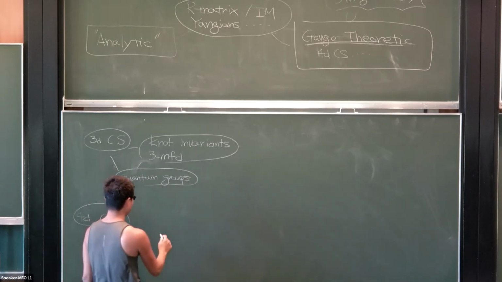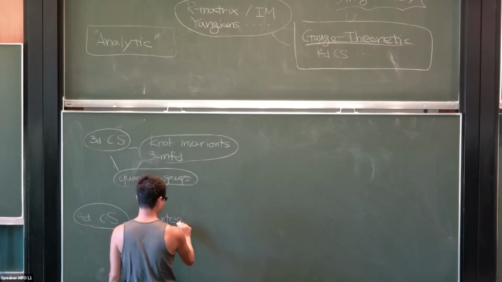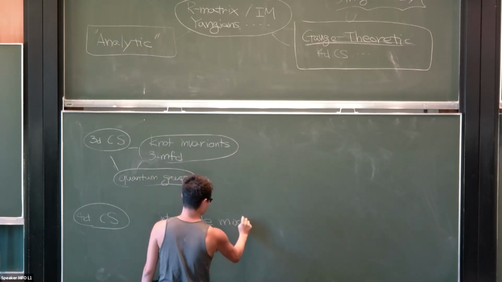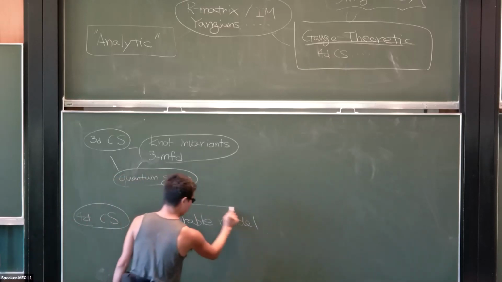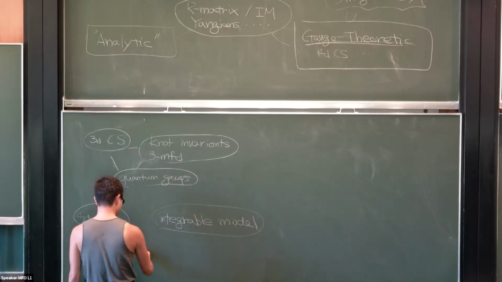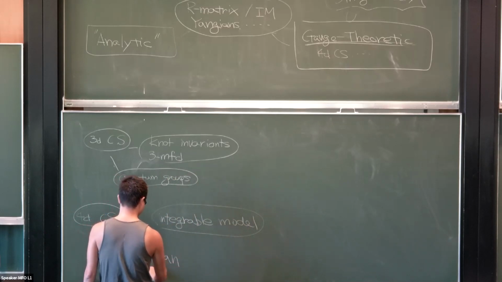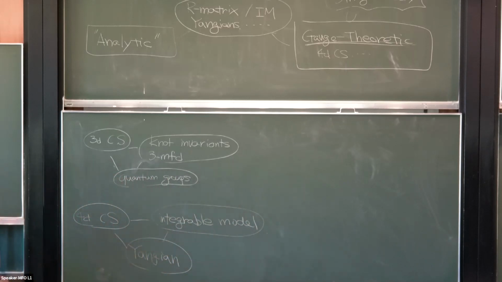And here, for example, I might put integrable models. So there is an R matrix and things like that. And then there is an underlying algebra, which I might write as Yangian and other algebras. So there is again a relation in between, and in fact, the story is very parallel.